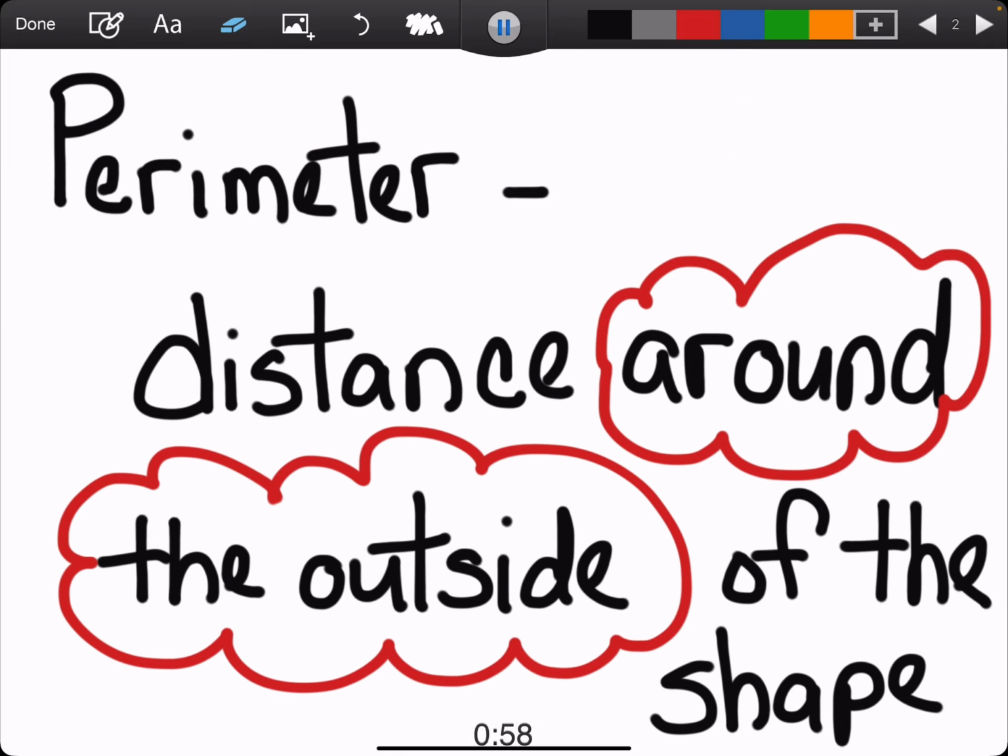Okay, so perimeter is the distance around the outside of the shape. It's the distance around a figure. So we need to find the measurements around a shape, and we're going to add it up. But the key is knowing that perimeter is around the outside.